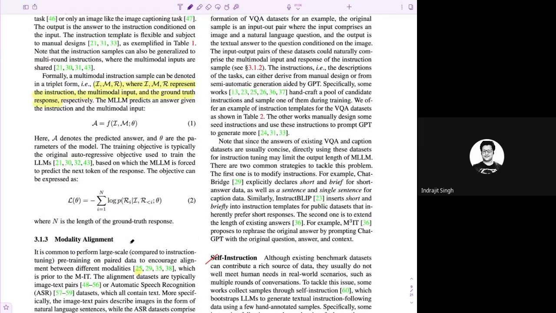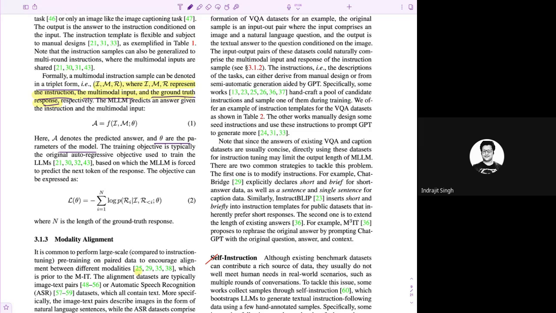So what we are doing is, formally, a multimodal instruction sample can be denoted in a triplet form, I, M, and R, where I, M, and R represent the instruction, the multimodal input, and the ground truth response. Okay, so these are the three things that are basically fed in, and what you are expecting as an output is basically an answer, right? So A denotes the predicted answer, and theta are the parameters of the model, right?